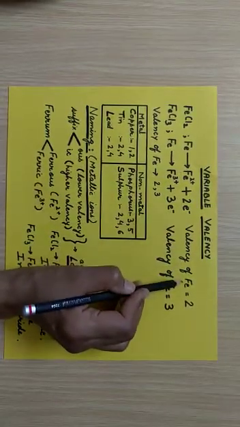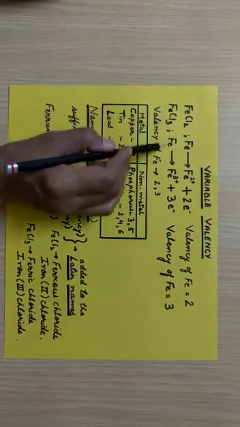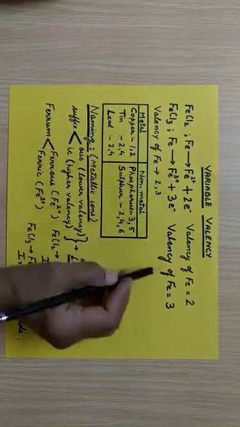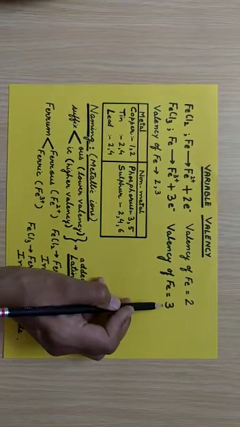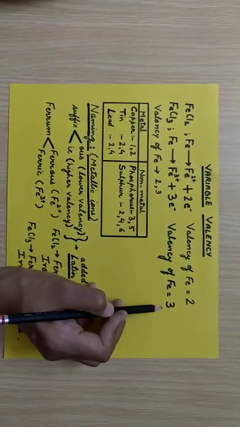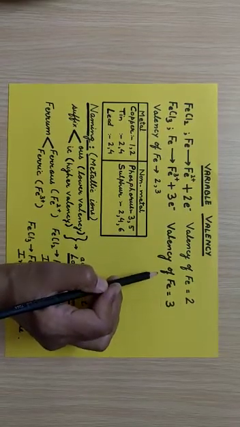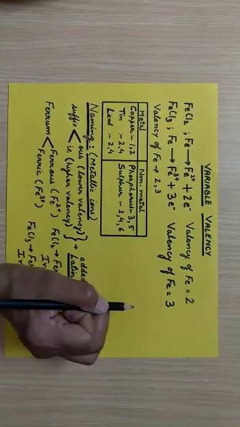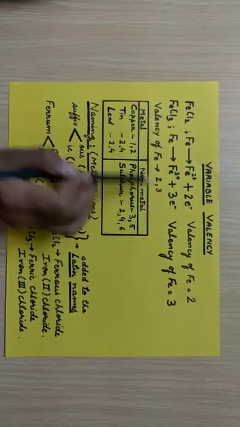So that means the valency of iron in FeCl2 is 2. In FeCl3, iron loses 3 electrons and forms Fe positive 3 ion, and therefore the valency of iron in FeCl3 is 3. Now here we can see that iron is showing two different valencies in two different compounds. So this tendency of elements of showing more than one valency is known as variable valency. Okay, so iron is showing two valencies, 2 and 3.